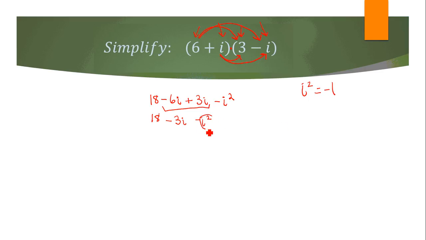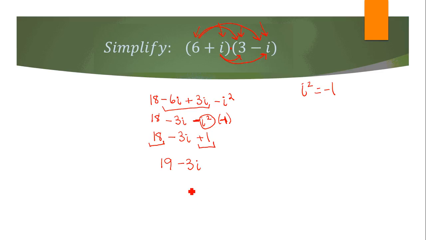Now remember, i squared stands for the number -1. So this thing right here is like a -1, and minus -1 is like adding. So I have 18 minus 3i plus 1. Now, because I turned my i squared into a regular number, that real number, I can go ahead and say, hey, I have 18 and a +1. I can combine those two together, making 19 minus 3i. So 19 represents the real part, and then the negative 3i represents the imaginary part, okay?